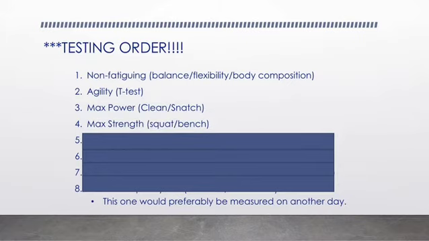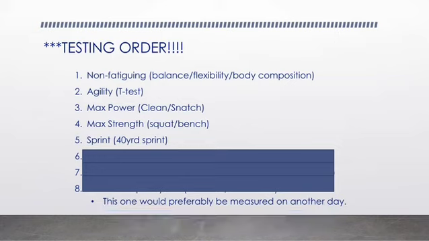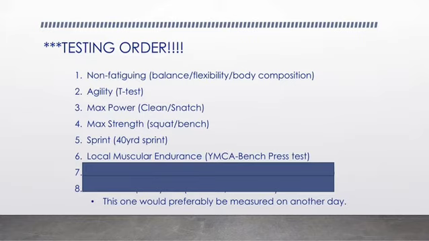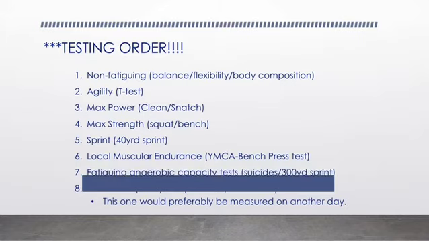Number 4 is max strength. So that would be done after your power assessment, something like a max squat, deadlift, or bench. Then sprint is next. So sprints can be anything under 100 yards, and we'll talk more specifically about each of these in the slides to come. 6 is a local muscular endurance, so think push-up tests or YMCA bench press test.